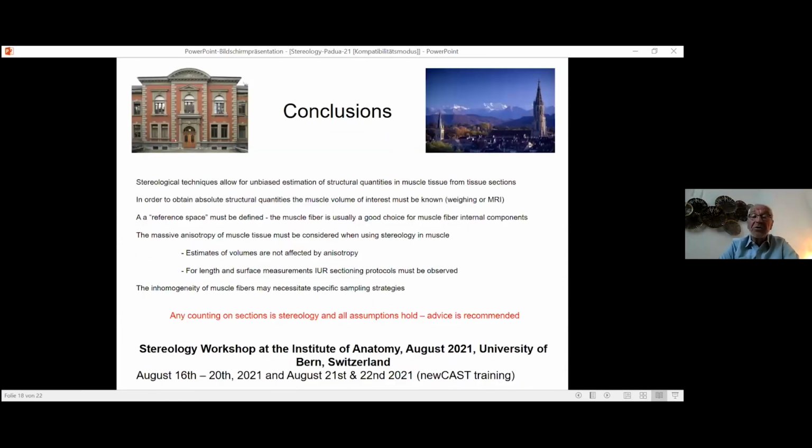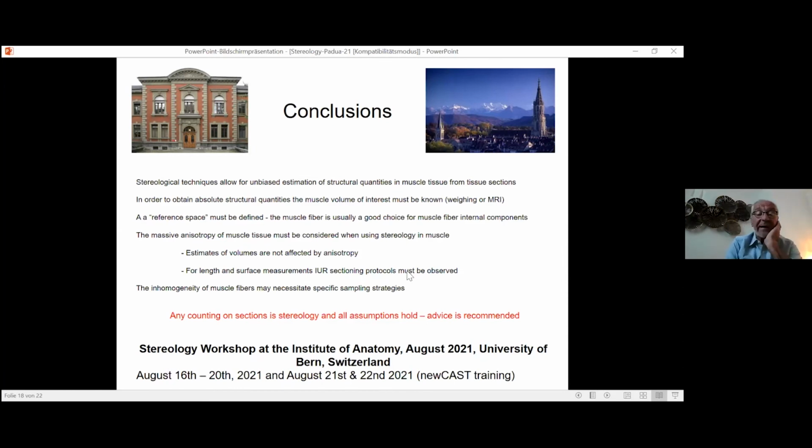So in conclusion then, stereological techniques allow for unbiased estimation of structural quantities in muscle tissue from tissue sections. But in order to obtain an absolute structural quantity, the muscle volume must be known, and that is done by weighing or MRI or CT scans. You must define a reference space. Usually the muscle fiber is a good choice for all muscle internal components.